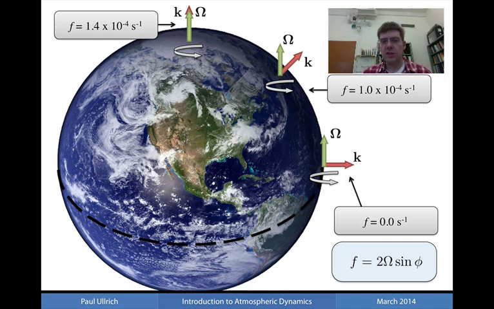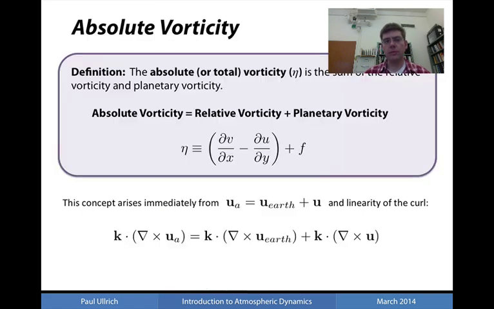So computing this, given the rotation rate of the Earth, then gives a planetary vorticity of approximately 1.4 times 10 to the minus 4 inverse seconds at the North Pole, 1 times 10 to the minus 4 inverse seconds at about 45 degrees north, and 0 at the equator. The absolute vorticity, or total vorticity, which we'll denote by Greek character eta, is then the sum of the relative vorticity and the planetary vorticity.